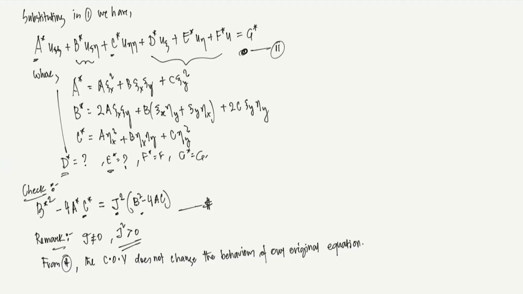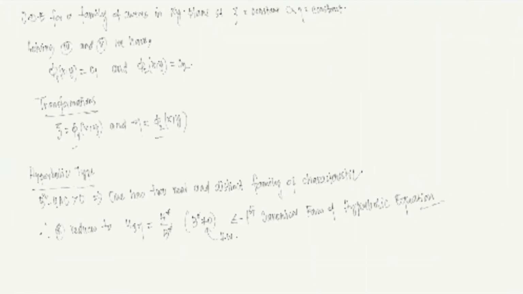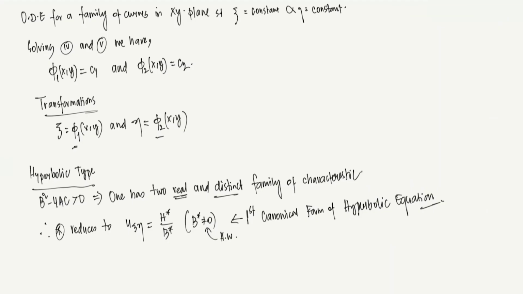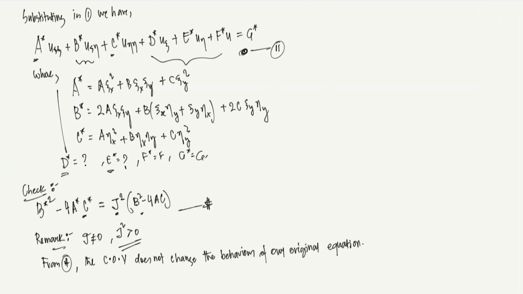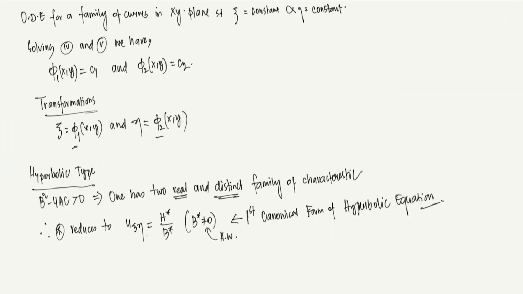So in the hyperbolic case, a star and c star are going to be 0. We get two real and distinct families of characteristics. Once you put it down, you can show that b star is not 0. What is b star? B star is this particular term, and you can show that it is non-zero, because once you solve it, you know what xi and eta are. So the whole problem reduces to something like this: u of xi eta equals a star by b star. And this is called the first canonical form of a hyperbolic equation.